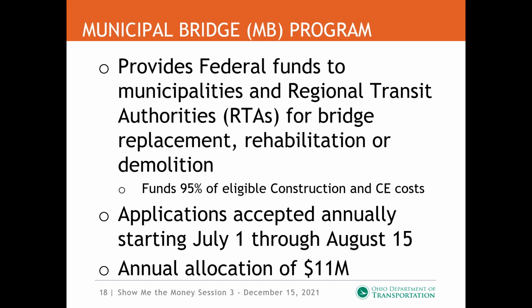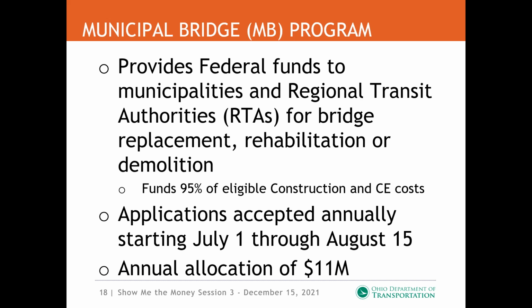So this program, currently we are utilizing toll revenue credit to fund all of the awards at 95% of the eligible construction and construction engineering cost. So typically the program would provide 80%, but we're using that toll revenue credit to bump it up from 80% to 95%. So the local would have the upfront cost of design, environmental, right-of-way, if any, and then 5% of the construction and construction engineering cost up to a specified cap. And then if the project went over that specified cap, they would be 100% responsible for those costs. We currently are utilizing toll revenue credit through state fiscal year 2027.